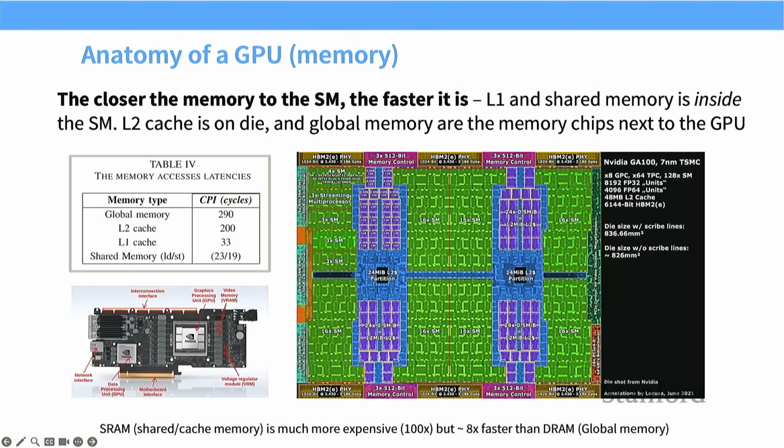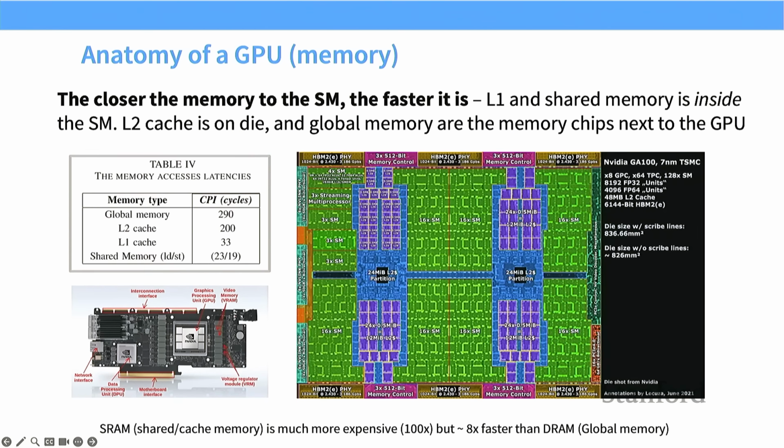So the closer a piece of memory is to each SM, the faster it's going to be. So there are certain very, very, very fast kinds of memory, like L1 and shared memory, and that's going to live inside of the SM, right? And that's going to be really fast, right? Things like registers, things you're reading and writing very frequently, you're going to want to put into the L1 and shared memory.